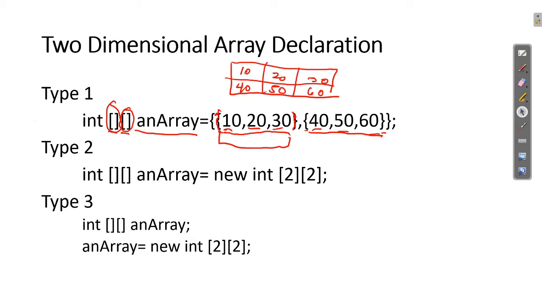Now, same goes. Yung address nito will be 00. This will be 01, 02. And then this will be 10, 11. And then we have 1, 2. For example, we need to access 50. You need to call 11 na index.